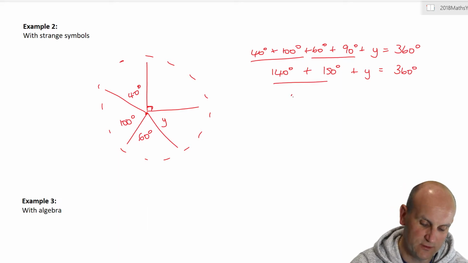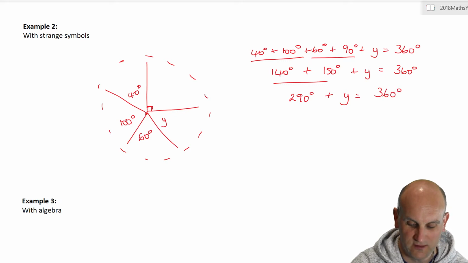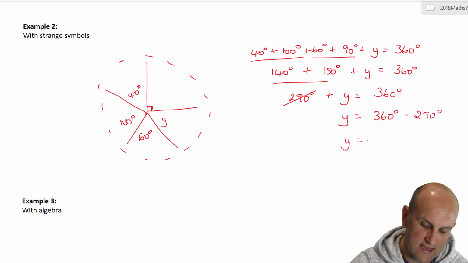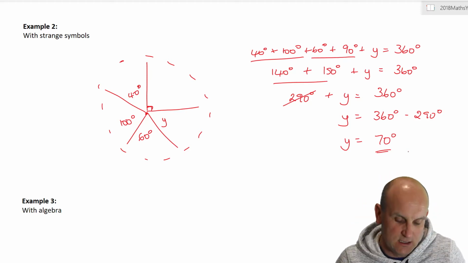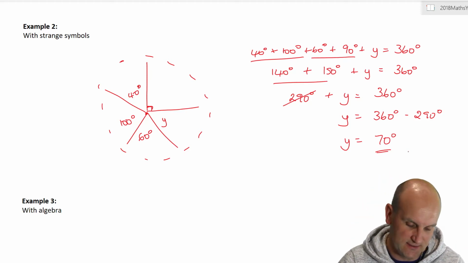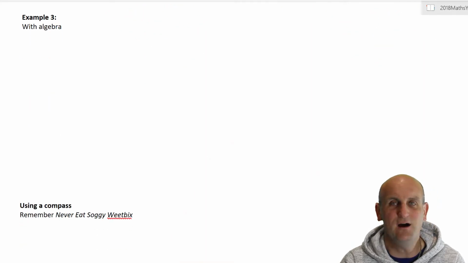Add those together gives me 290 degrees. Plus y is 360 degrees. Take away 290 from both sides. And y gives me a grand total of 70 degrees. The crowd goes crazy. And so is Darren going a little bit crazy because he's imagining crowds. We can use algebra as well.